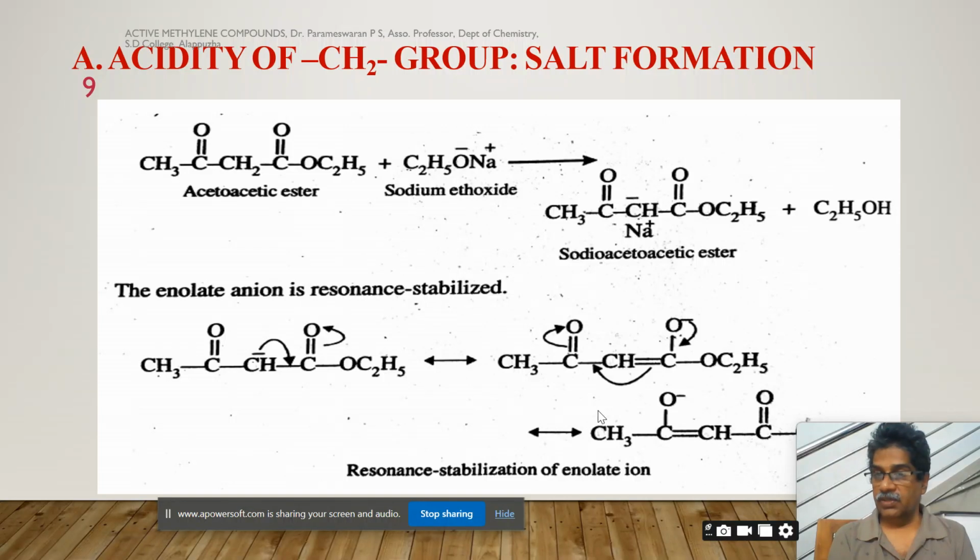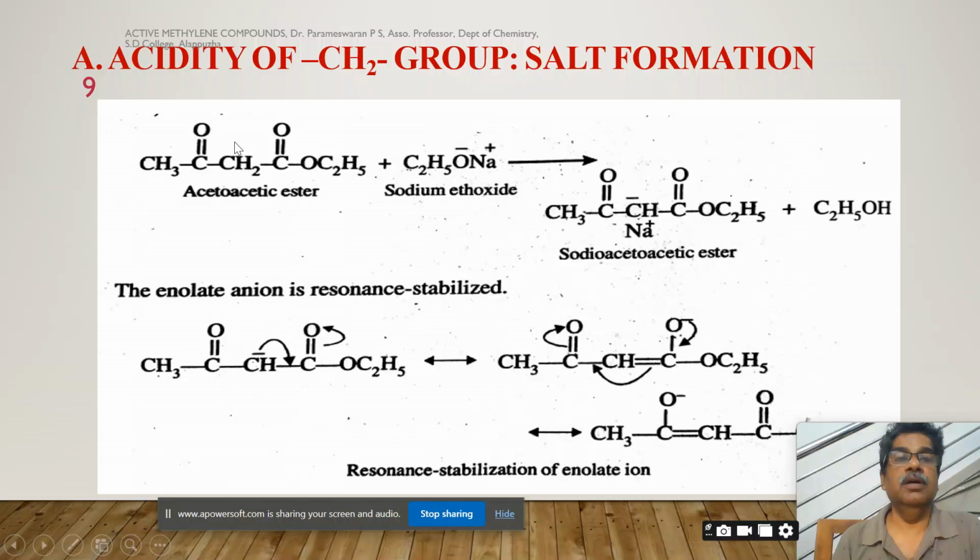It is already discussed in your class. Here, when acetoacetic ester is treated with sodium ethoxide, which is very basic, the ethoxide ion abstracts a proton from this CH2 group. So what will happen? When it loses an H plus ion, it becomes CH minus.